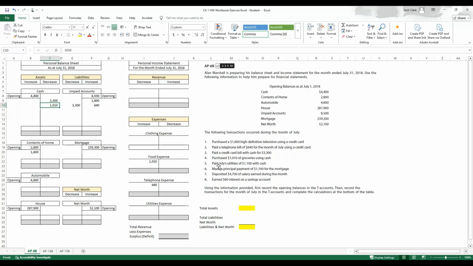Number 5, we paid July's utilities of $1,100 with cash. So cash goes down by $1,100. And we've got utilities expense here.